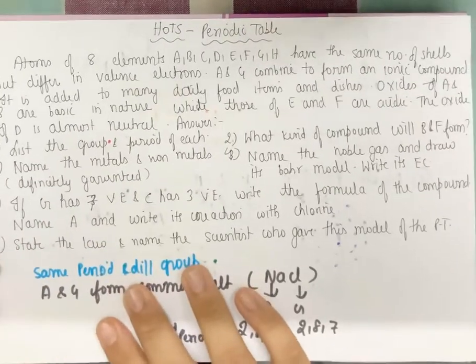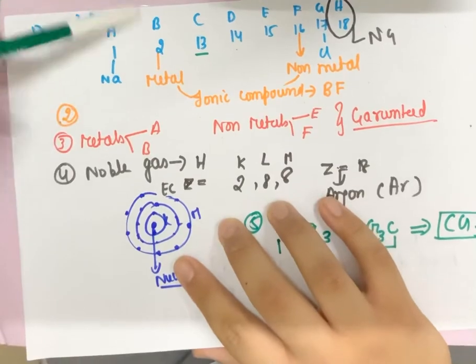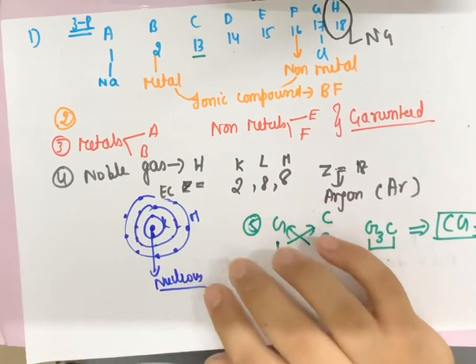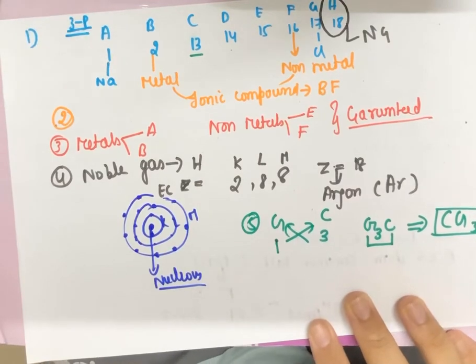Now let's move forward to the next part. Next part is: name A and write its reaction with chlorine. Okay. Now I have been asked the name of A. Name of A I had already done, because it forms sodium chloride. So A will be sodium. Third period, first group element is sodium.